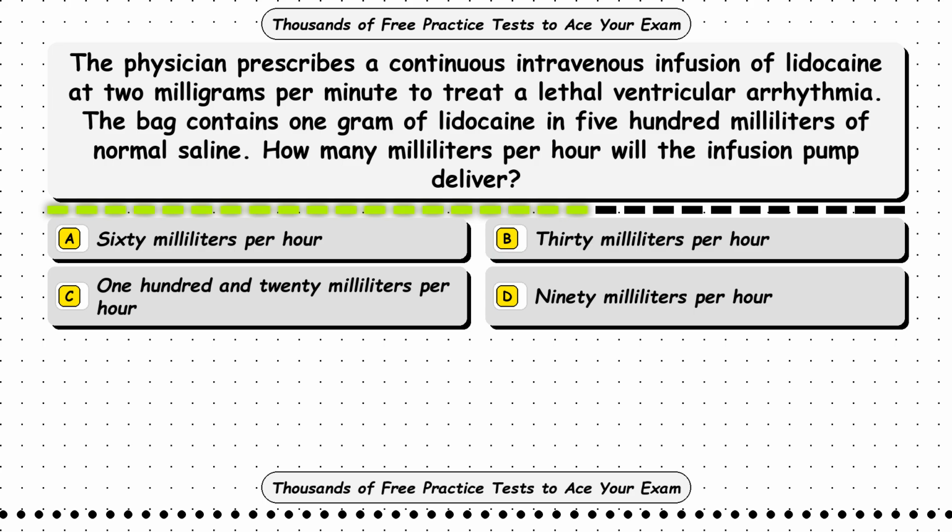Option A. 60 milliliters per hour. Option B. 30 milliliters per hour. Option C. 120 milliliters per hour. Option D. 90 milliliters per hour.